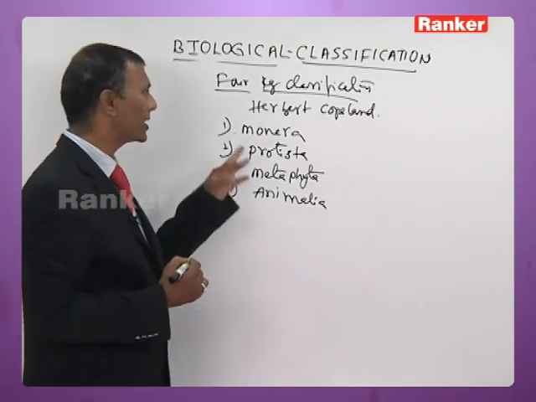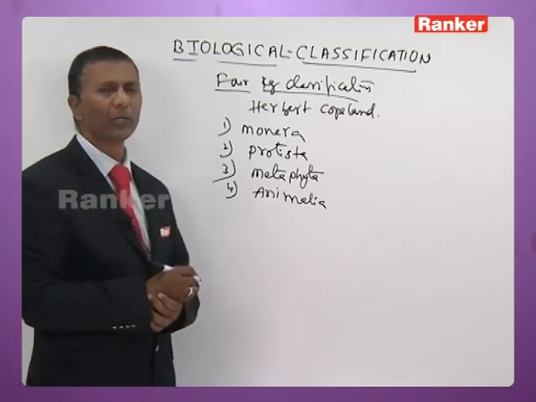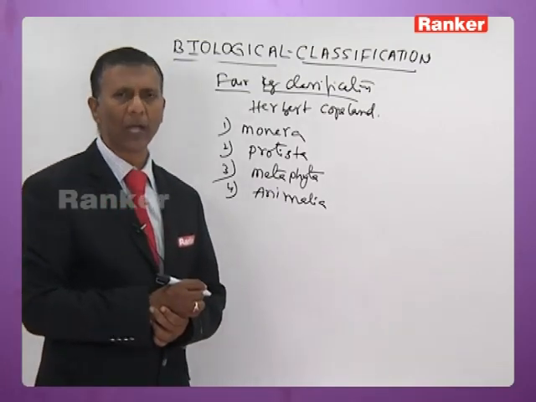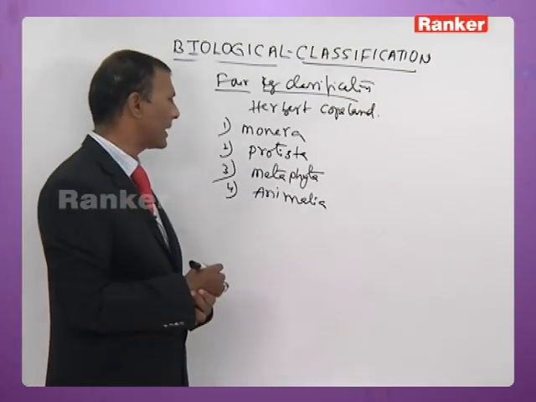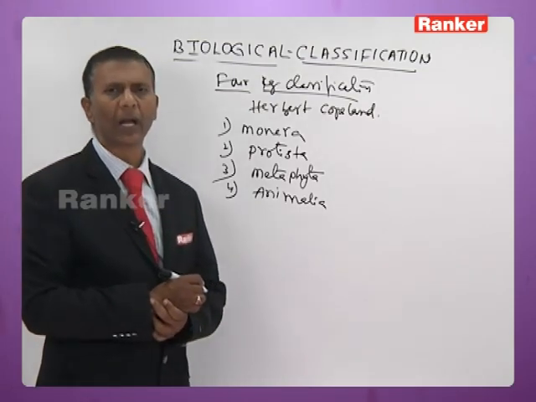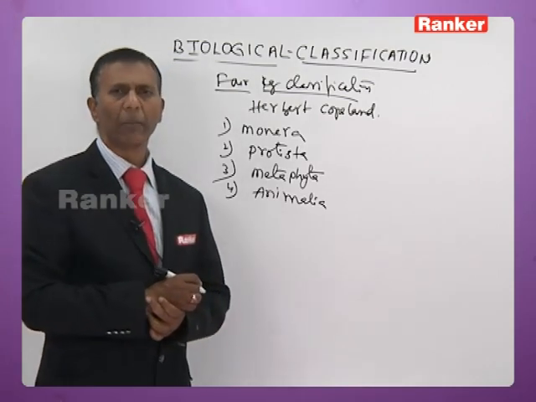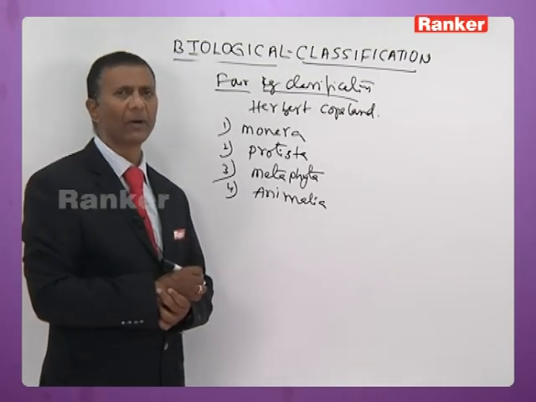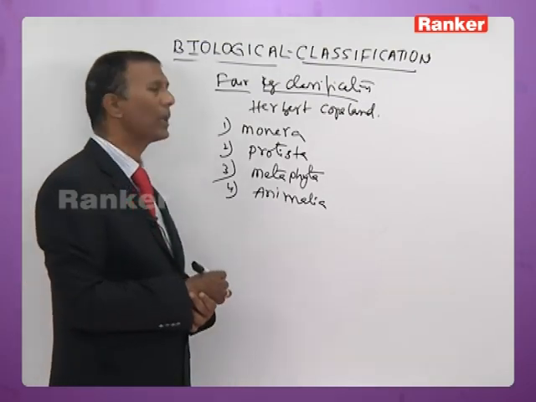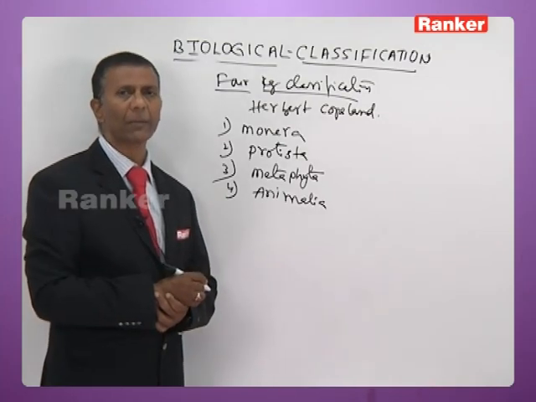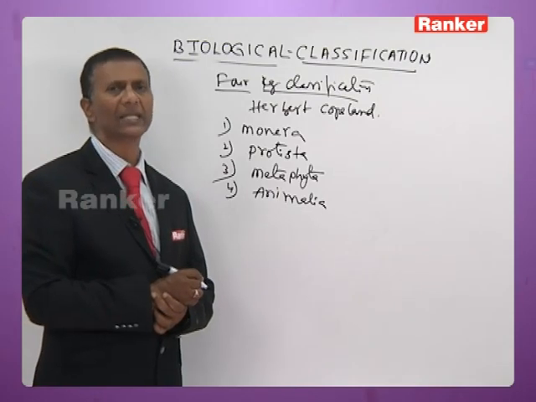So the four kingdom classification was put forth by Herbert Copeland. The four kingdoms are Monera, including all unicellular prokaryotes. Protista includes unicellular eukaryotes. Metaphyta includes multicellular autotrophic organisms. Then Animalia includes multicellular heterotrophs. However, there was no clear systematic position for the fungi in four kingdom classification. So in order to create a separate kingdom for fungi, five kingdom classification came into existence.